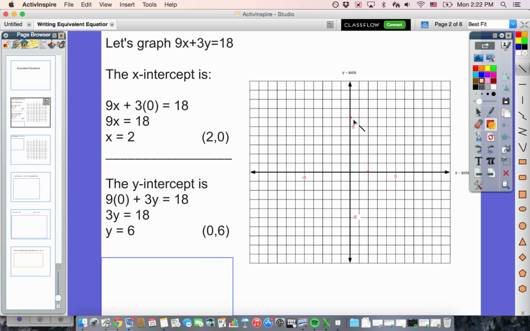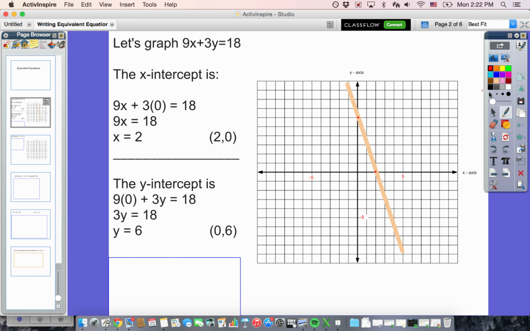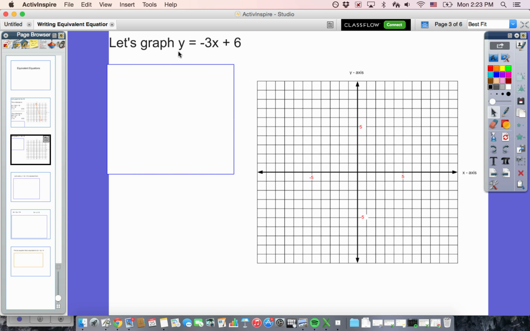Okay, so then we're going to draw a line, and then another line going the other way. Now we have arrows. So that's the graph of our line for 9x plus 3y equals 18. Now let's take a look at another equation: y equals negative 3x plus 6.